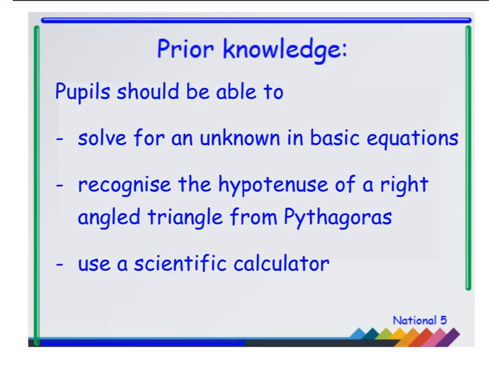So prior knowledge is you should have some basic equation skills, being able to rearrange and solve for an unknown. You should be able to recognise, hopefully, if you've seen Pythagoras, the hypotenuse of a right angle triangle, and you should maybe have some calculator skills by now, and we're going to use some buttons that you probably haven't used before.